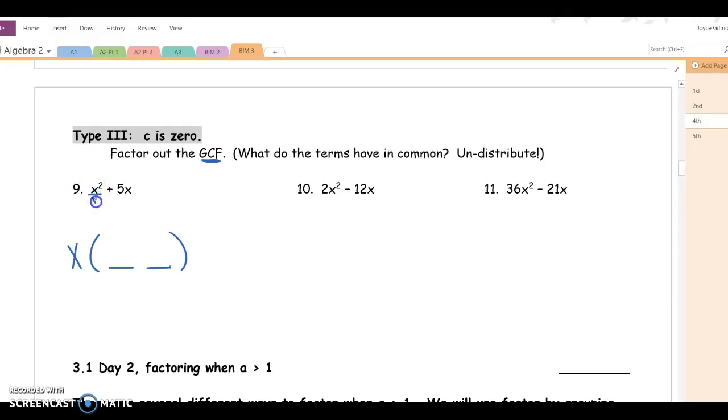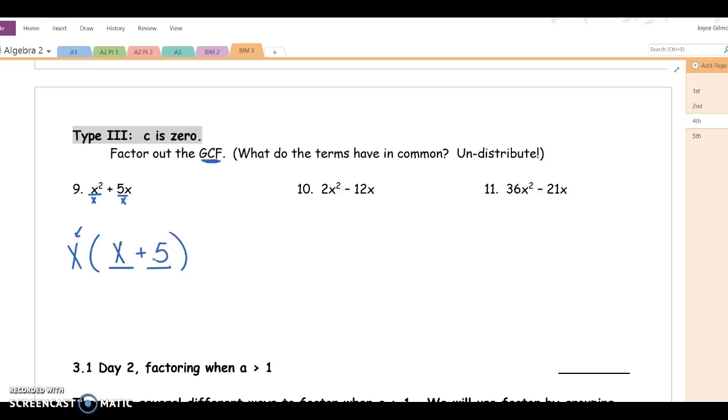So I could divide both of these terms by x and put that x right there. X squared divided by x is simply x. 5x divided by x is 5. Now if you use the distributive property again, x times x is x squared, x times 5 is 5x. We're just undoing the distributive property.